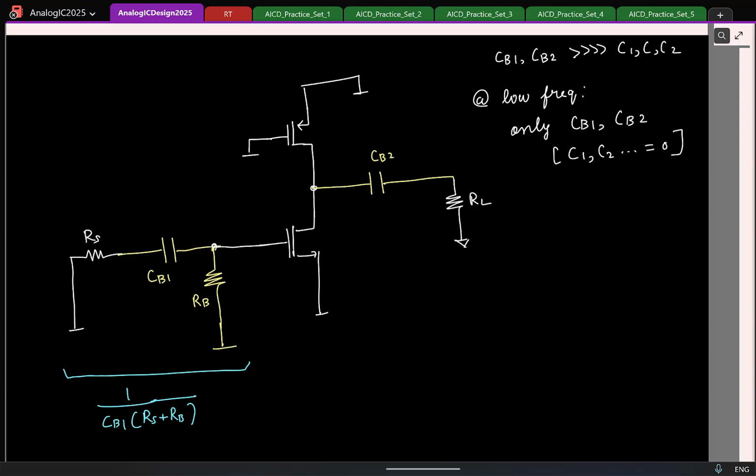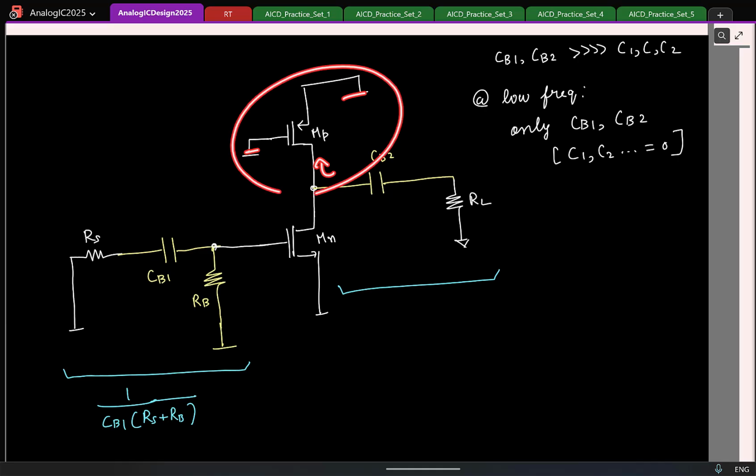Similarly, now I have an isolated RC section at the output side. What is the effective resistance seen by CB2? To the right side I have RL. To the left side, what is the resistance? Let's call these MP and MN, NMOS and PMOS. Here I have two components. Looking up, I'm looking into the drain of the PMOS transistor. Gate and source are shorted. What is the resistance? R0 of the PMOS. So I'll just mark it here: I'm looking into the drain, it is R0 of the PMOS.